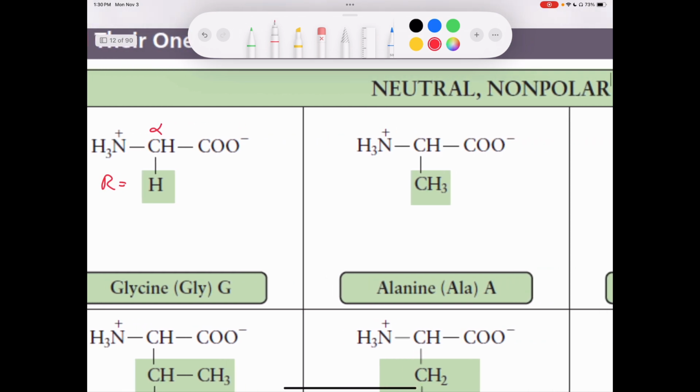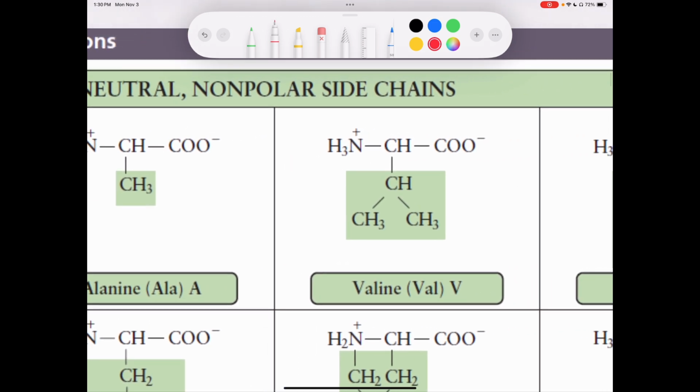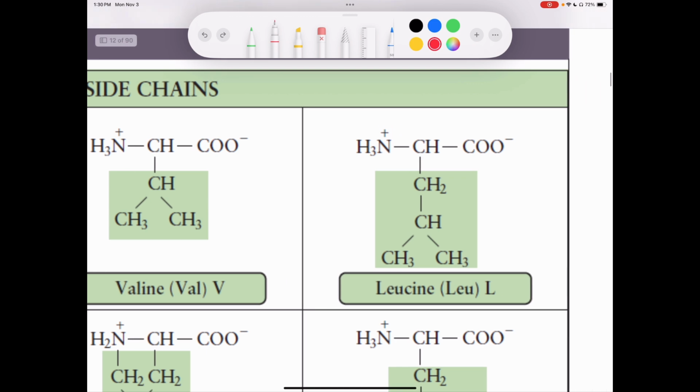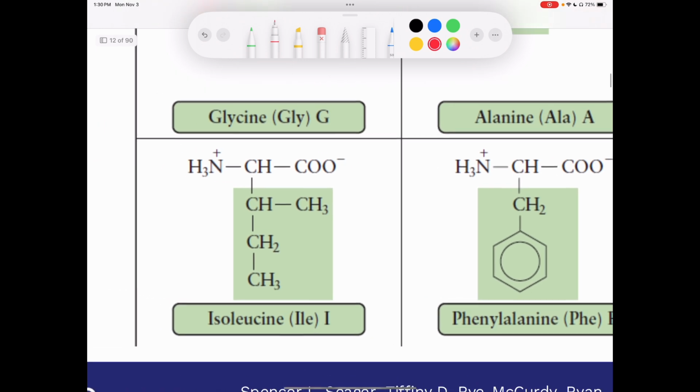We use GLY or G. Then if we have a methyl group, as I told you before, then we have alanine, ALA, the letter A. Next one is if we have an isopropyl group. So you probably remember or recognize what's in the box here. This is the isopropyl group. That's a valine. It kind of looks like the letter V upside down like that. So valine, V. Then we have leucine, and you probably recognize this is an isobutyl group. It's shown here in leucine, LEU.